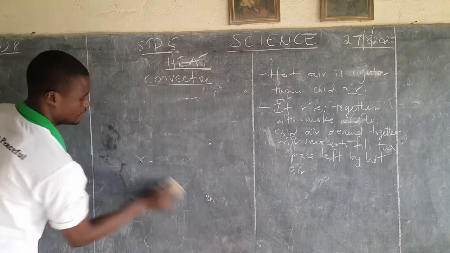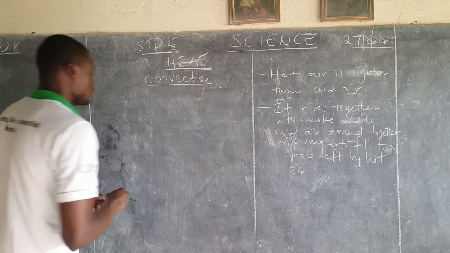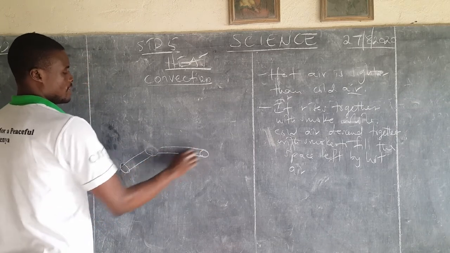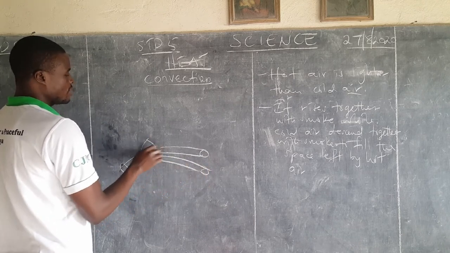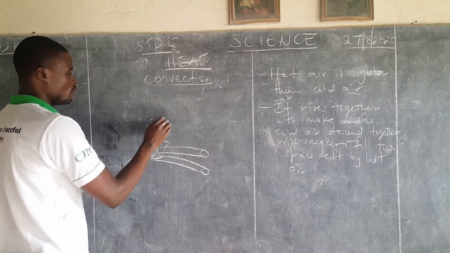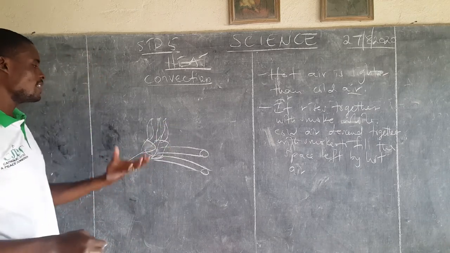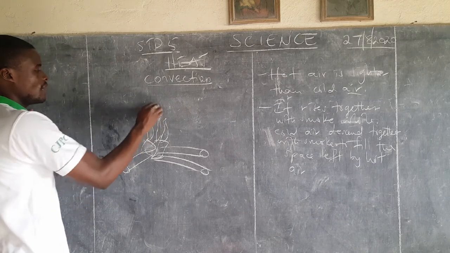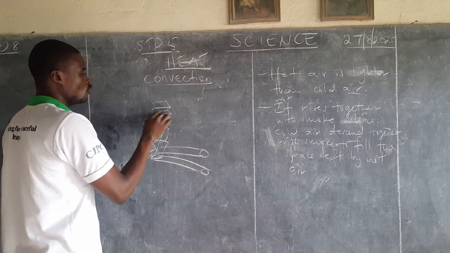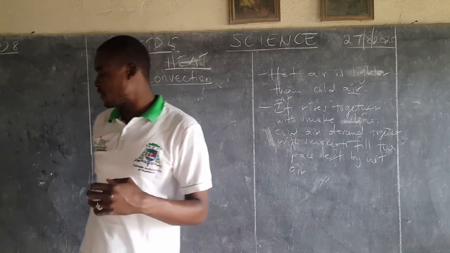You put some fire. You can use a jiko or you can use firewood. Set some fire somewhere. As I'm setting mine here, you can put some papers to burn. So long as it produces fire. What we are interested in is fire, heat generally. So when there's a burning fire, try to put some light papers on top. Just drop them from the top, and you'll see the movement of those particular papers.